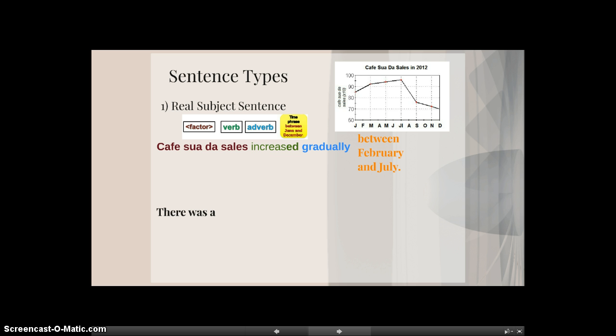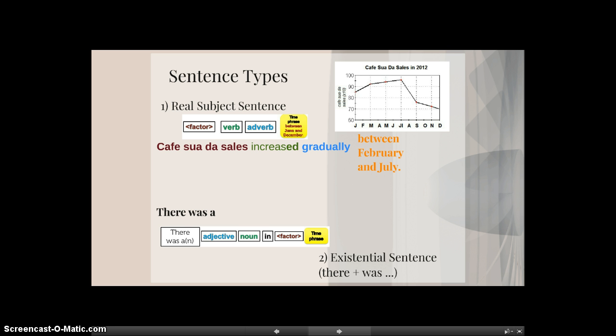I could also describe trends in a graph by using existential sentences. That's where the subject is the word there. Now, there is not really the subject of the sentence, but it does explain what is happening. Let's take a look. Now you notice how the words have changed positions as well as form? Once again, there is not really a subject here. It's just there to explain what is or what was.